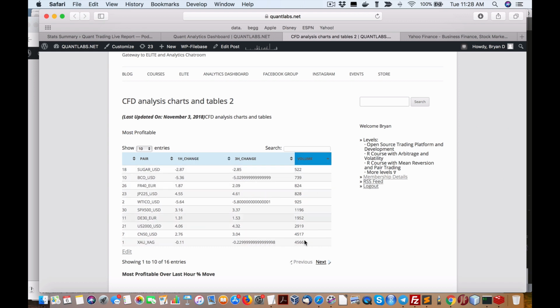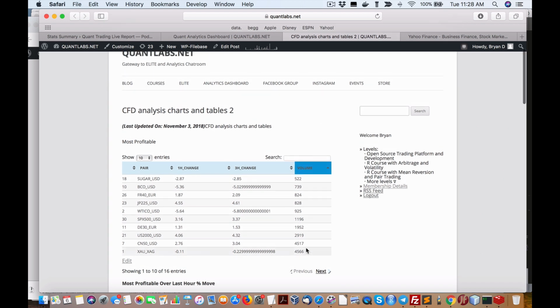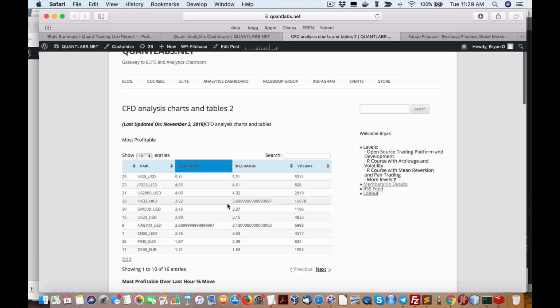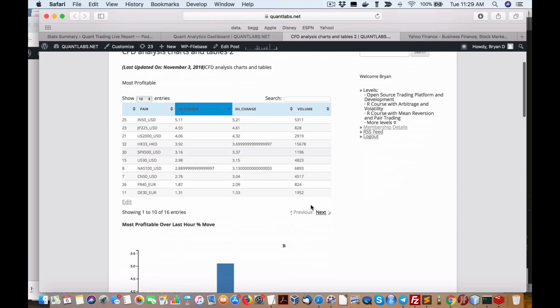Let me just look overall. So the volume comparatively is not too bad. So certain ones are doing all right. Of course, here's the Hong Kong dollar, the Hong Kong 33 at 15,000, and then everything else. So this is doing quite well. This was hammered pretty hard, the Hong Kong 33 last week. So it's doing all right.